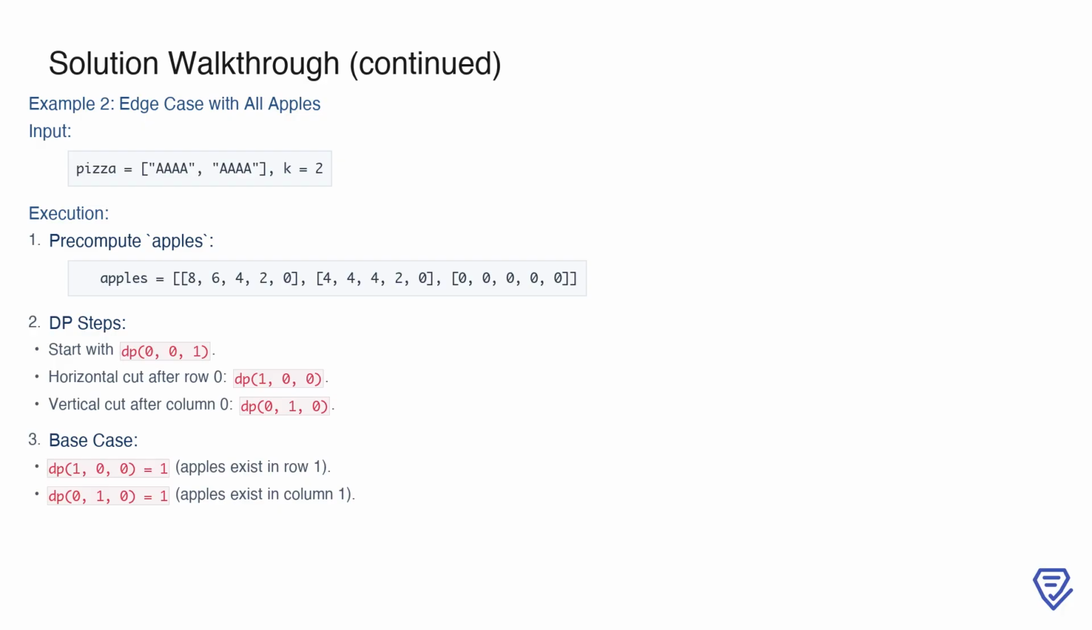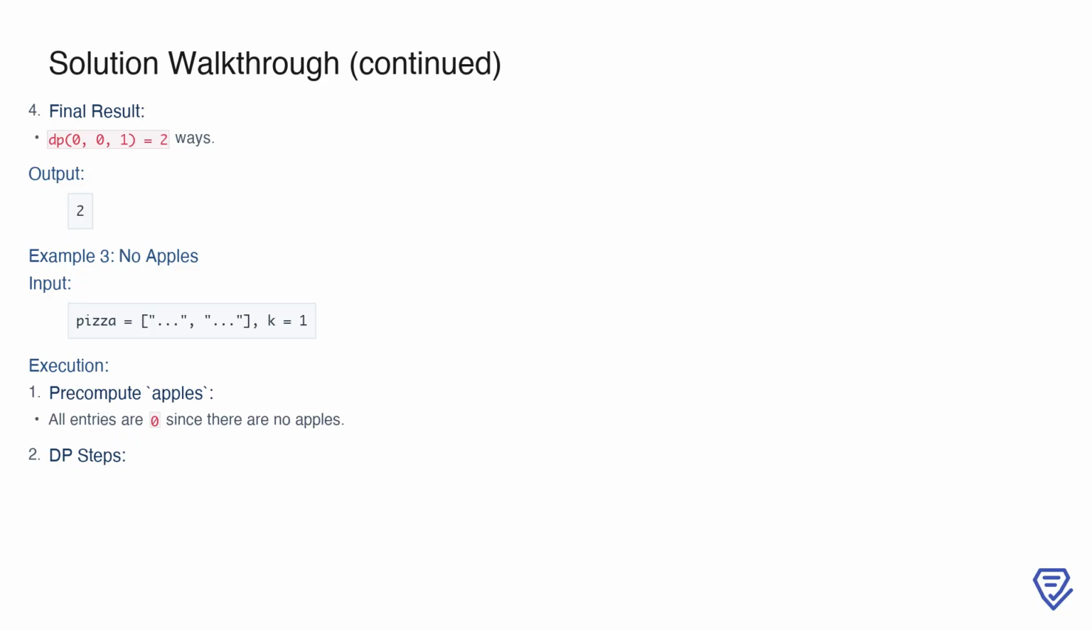With this setup, we begin with dp(0, 0, 1) representing 1 remaining cut. A horizontal cut after row 0 is evaluated first, where the top row contains apples, leading to the recursive call dp(1, 0, 0). Similarly, a vertical cut after column 0 is checked, and since the leftmost column has apples, we proceed with dp(0, 1, 0). These calls allow us to evaluate the number of valid divisions for this configuration.